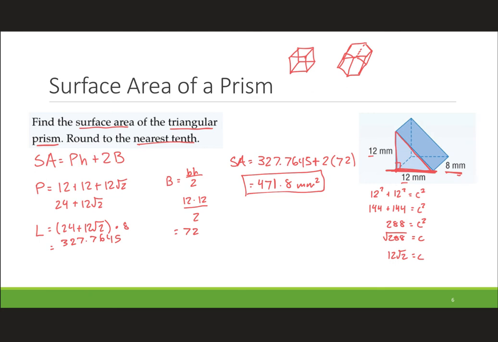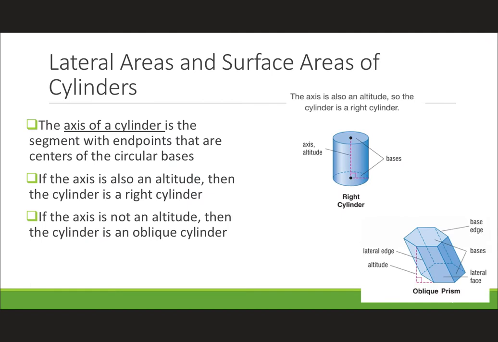Notice how everything is labeled. All of the work that went from my perimeter is next to it. All of the work that went towards my lateral area is next to it. Okay, everything is labeled. Everything is in nice, neat order. If you need scratch paper for these problems, use scratch paper, but you need to make sure your work is neat. And now we come to cylinders.